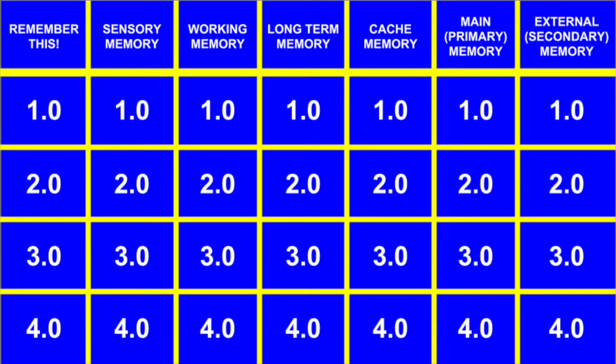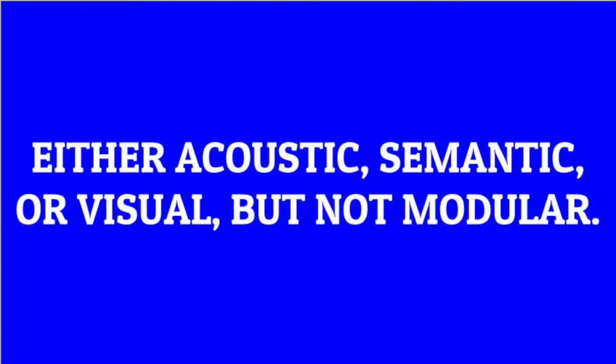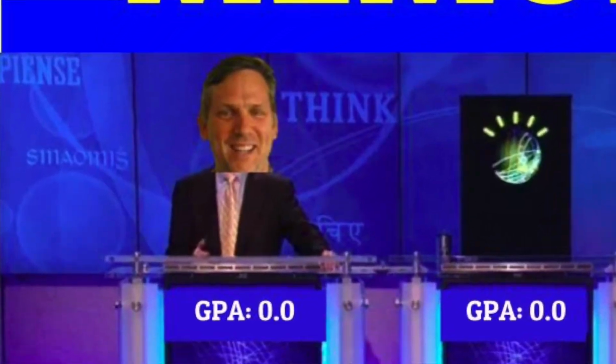Working memory for 1 grade point. Either acoustic, semantic, or visual, but not modular. What is the way information is coded?